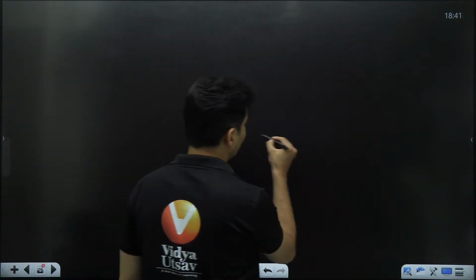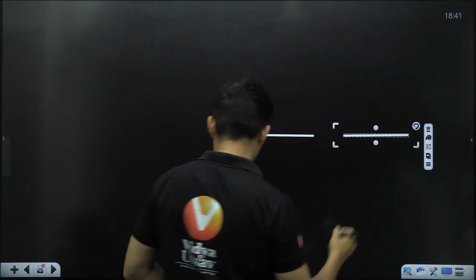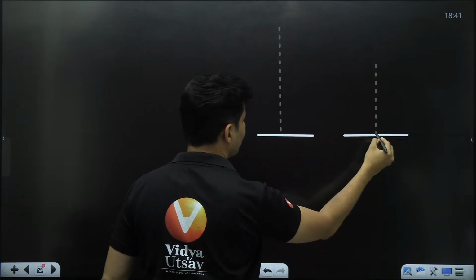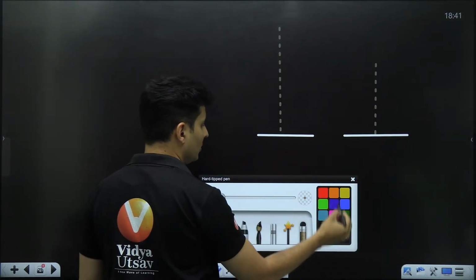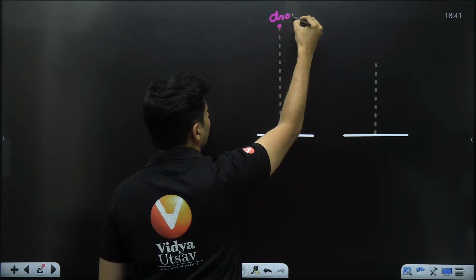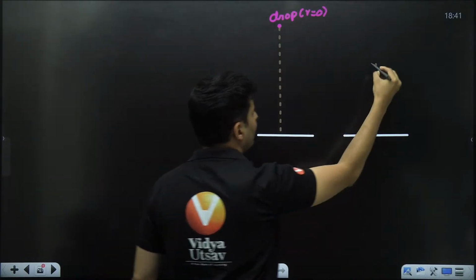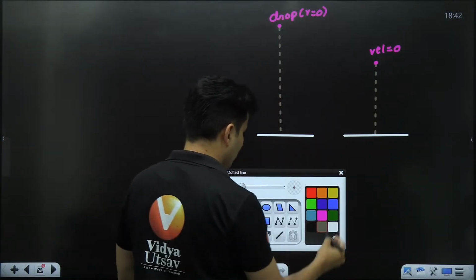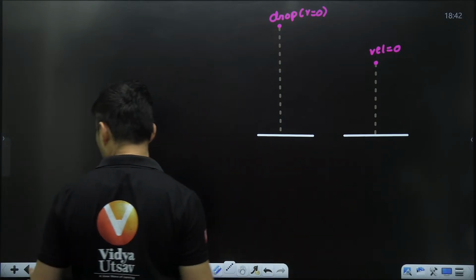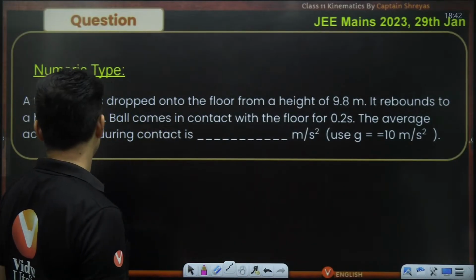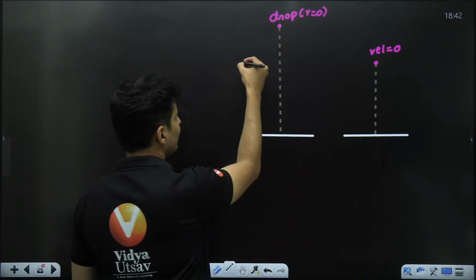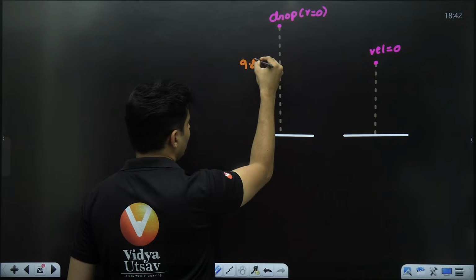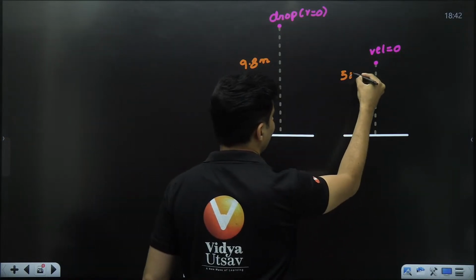What is happening? Let me draw over here. First time it is dropped from some bigger height, but it rebounds to a smaller height. Okay, no issues. So when you drop it over here, the velocity will be 0. And when it goes to the top, also here the velocity will be 0. So maybe this particular height is already given, 9.8 meters, and next time 5 meters.